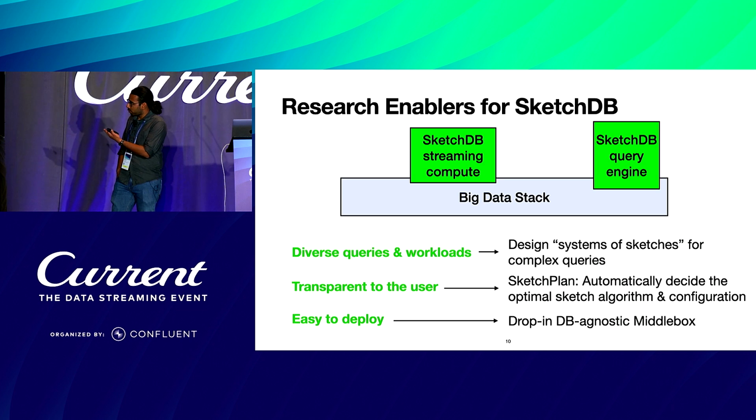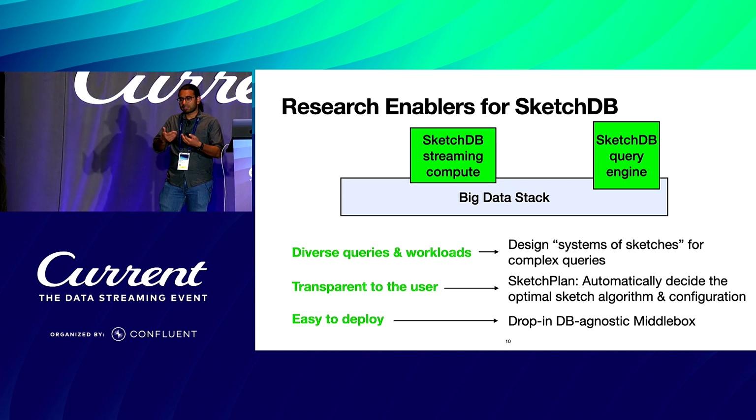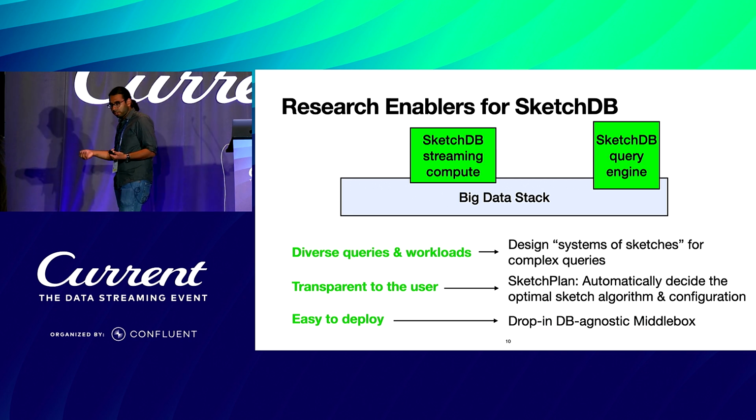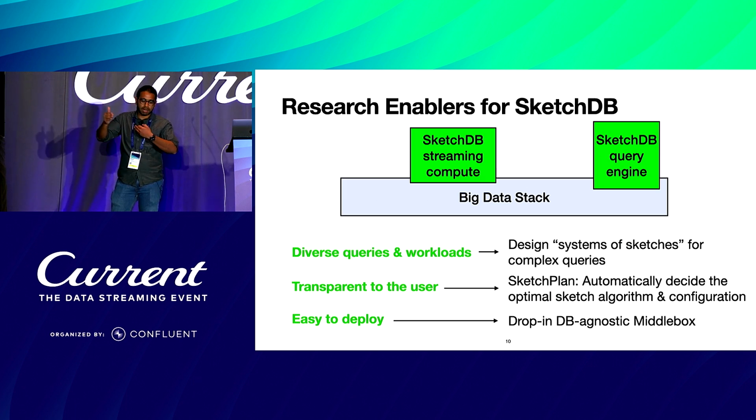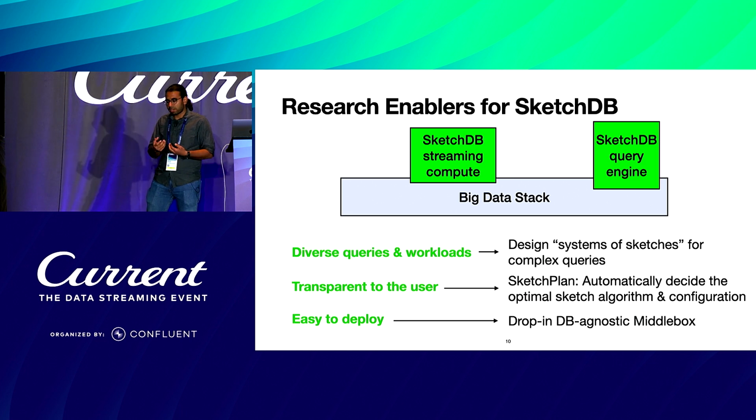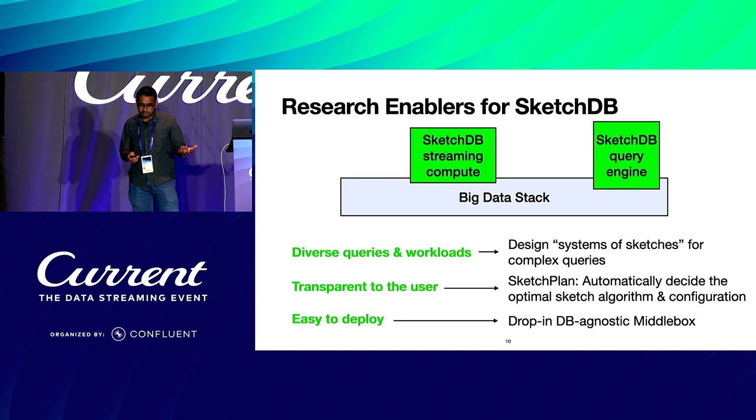To make it transparent to the user, we've developed a system called SketchPlan, which takes an existing query workload and automatically decides what sketch algorithms should be deployed to answer those queries, what configuration they should have, and so on, right? So we've automated that task and made it transparent to the user. And we've also adopted a drop-in, DB-agnostic middle-box architecture, right? So instead of existing solutions which are tightly coupled with a database implementation, we have a separate query engine which can sit in front of your database and transparently accelerate your queries.